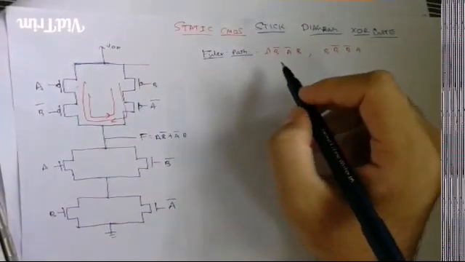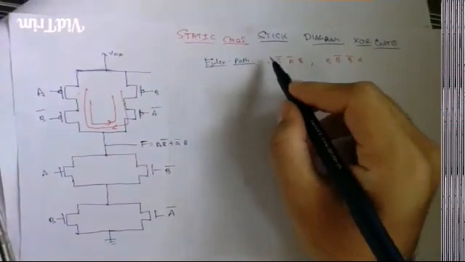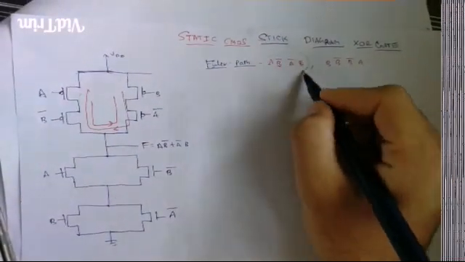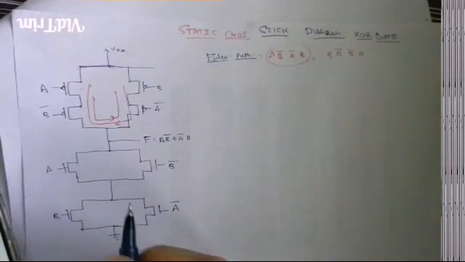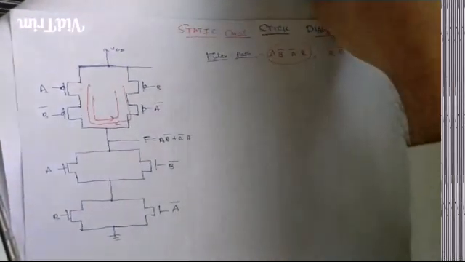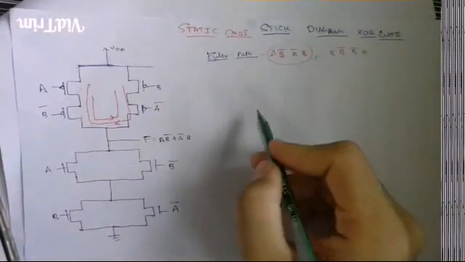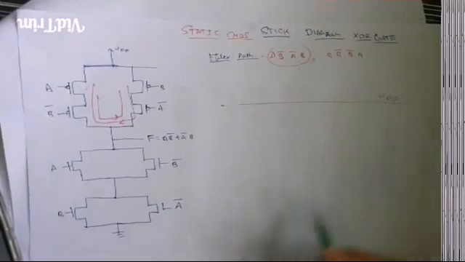Now, we can choose any of the Euler's paths to draw our stick diagram. In this video, I will choose this path to draw the stick diagram: A, B bar, A bar, B. Now the first step is to mark the VDD and the ground region. For that, we can make two lines which will correspond to VDD and ground region.